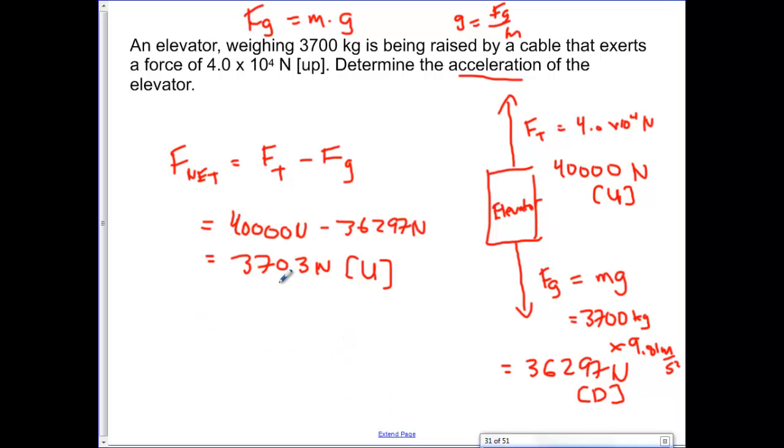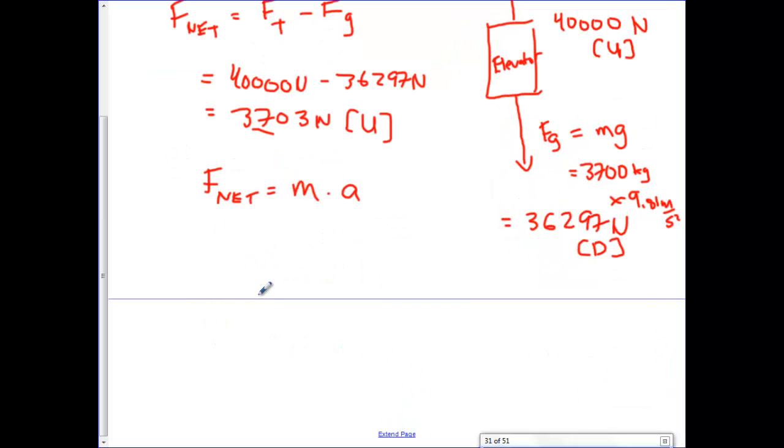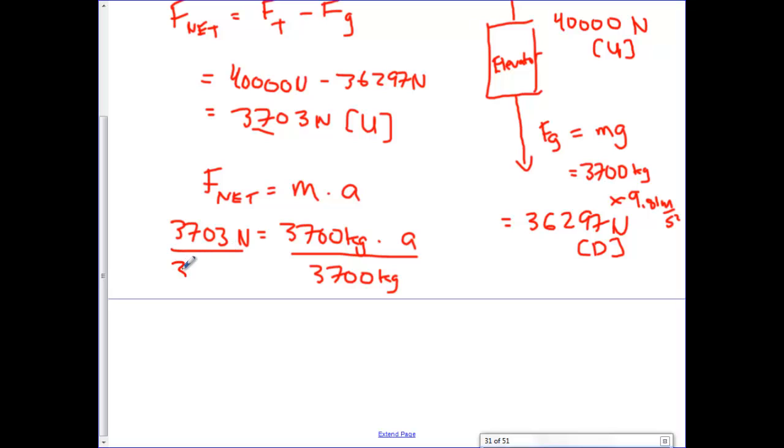Okay. So if our F net is equal to 3703, our F net is also equal to the mass of the system times the acceleration of the system. So I could say that 3703 is equal to, what was mass again? 3,700 times a. So divide by 3,700. It's going to be approximately 1, isn't it? Like 1.001, I'm sure.